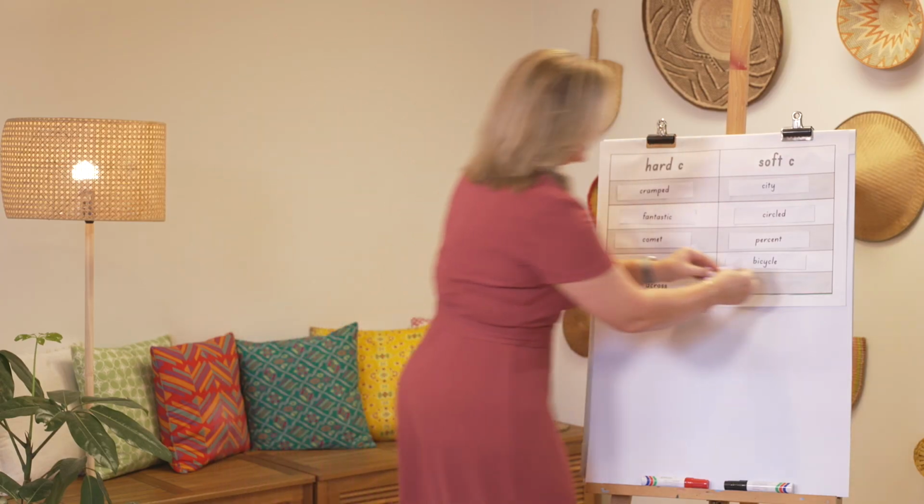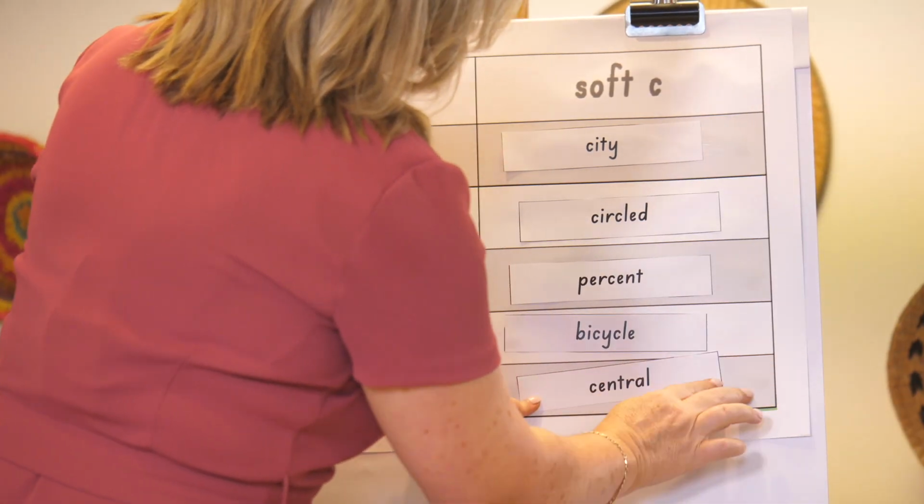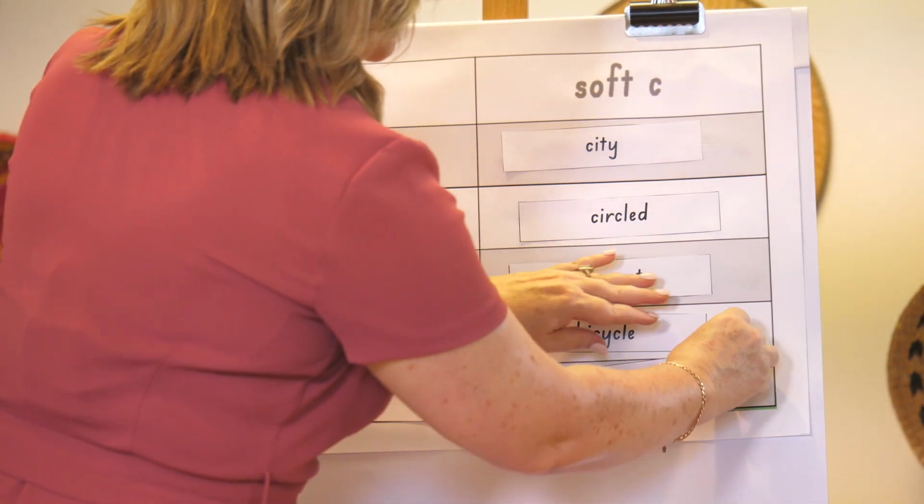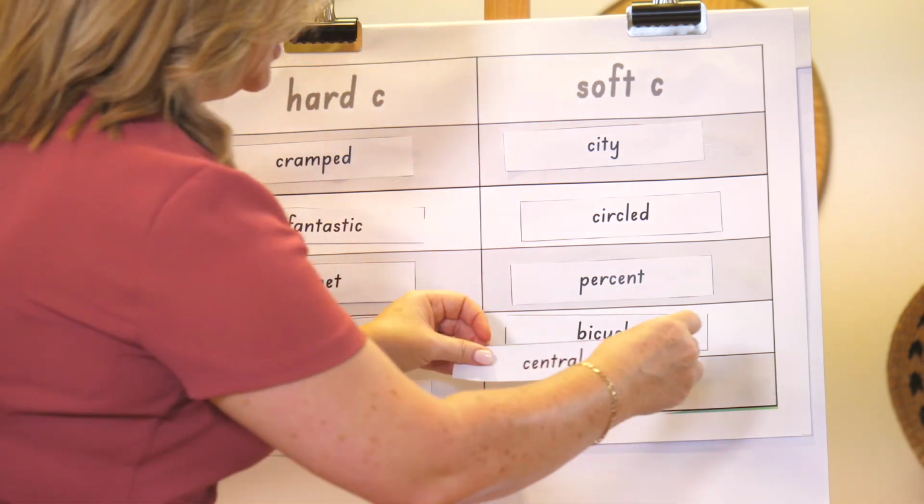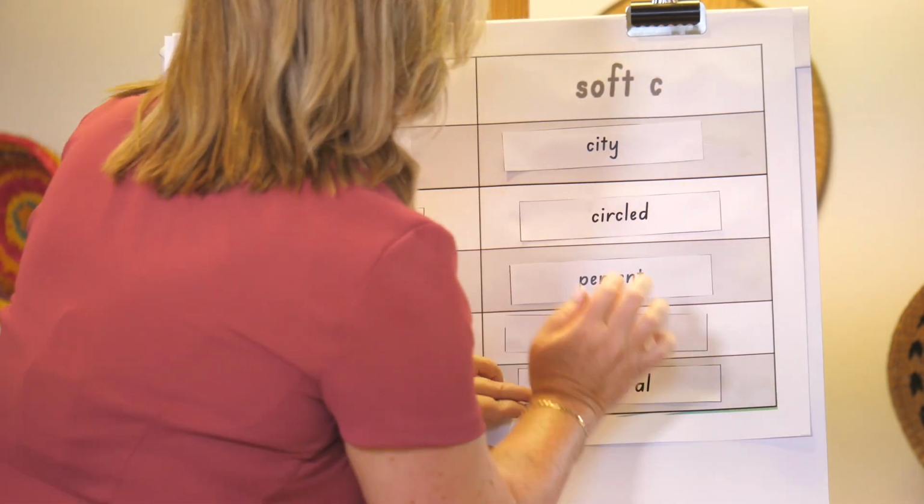Central. Excellent. So, oh, that's my fuss pot brain again, remember? I can't handle it when it is crooked. Needs to be straight. Very nice.